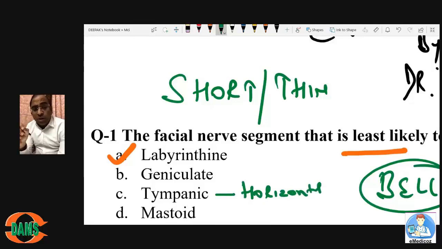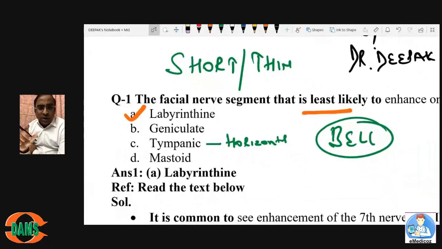Which MCQ will be there? That will be which part of the facial nerve is commonly involved in your CSOM, in the cholesteatoma. So always remember, the tympanic segment is there. Labyrinthine is the inner ear. So 3 MCQs on the labyrinthine. The first MCQ, the answer will be labyrinthine segment. Am I understandable? Coming on the next MCQ.